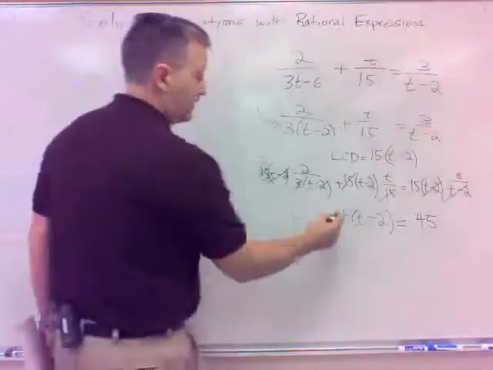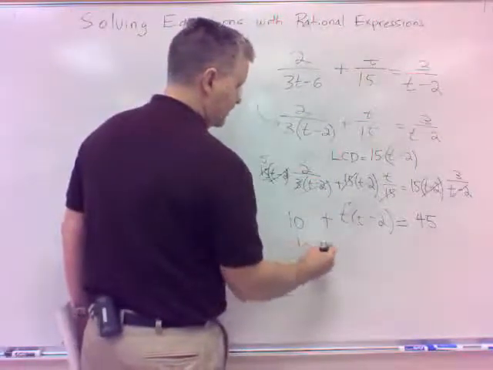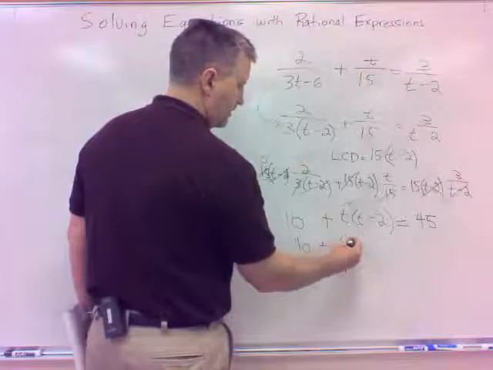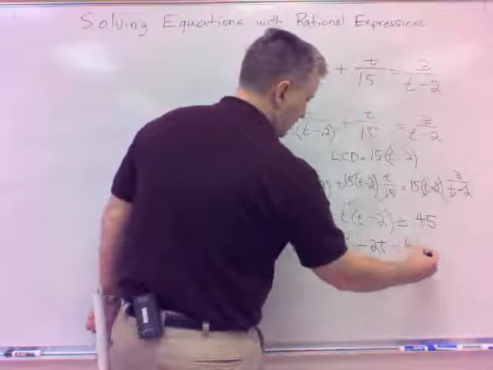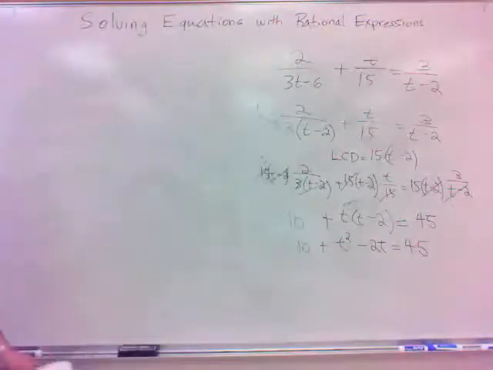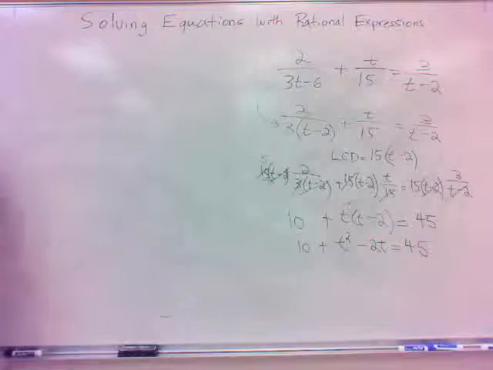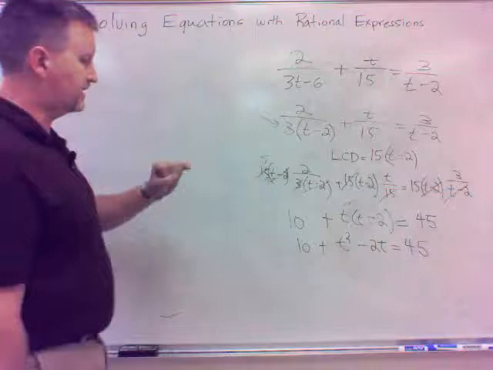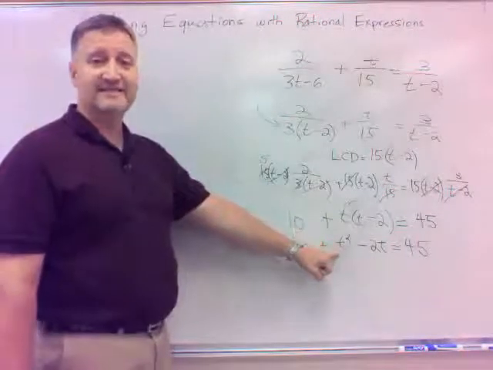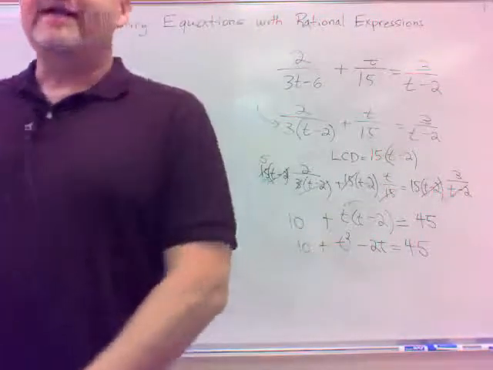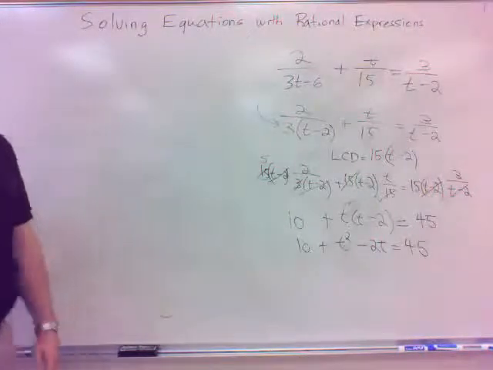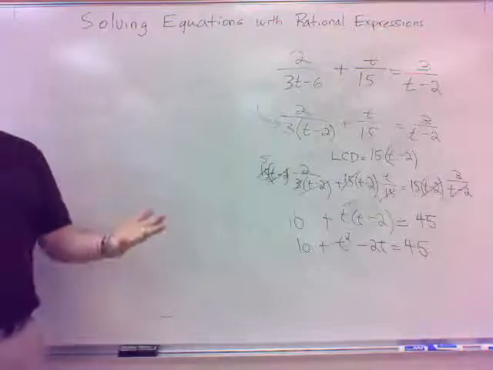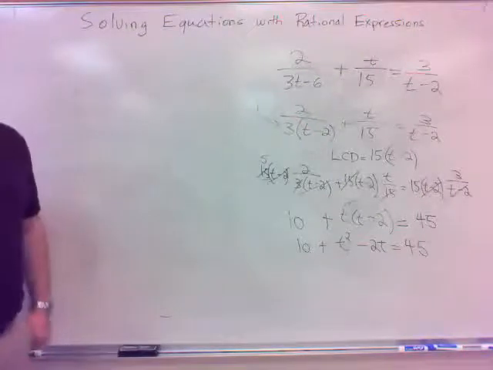Just like before, I do need to distribute the t, so let's do that. What do I get there? t times t is t squared, and then t times minus 2 is minus 2t. Here is why I do this one, because at this step we get something a little different. This is a t squared equation. How do we solve t squared equations? Well, we solve this one by factoring.